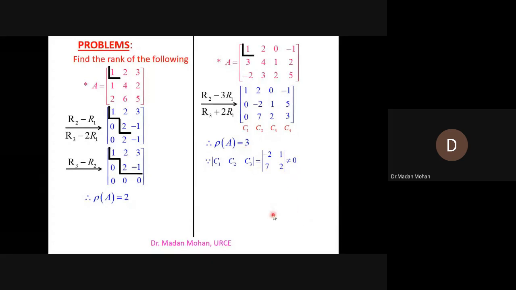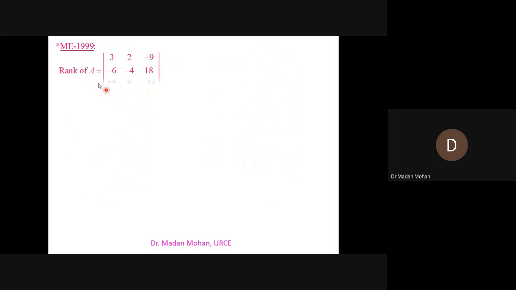Next problem. This is a problem given for the GATE examination for mechanical in 1999. How do you find the rank? Observe it. 3, 2, -9, -6, -4, 8. You are asked the rank of this. I want to get zeros down. Now tell me the operation. How do you get 0 here? R2 plus 2R1. Very good. How do you get 0 here? R3 plus -4R1. Very good.